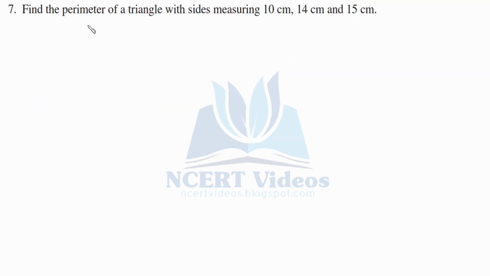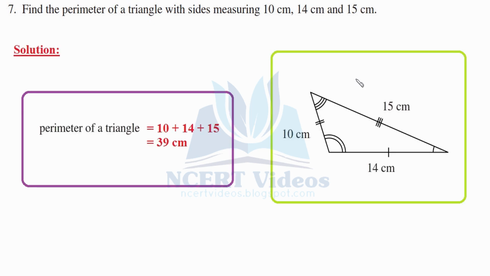Now 7th part. Find the perimeter of a triangle with sides measuring 10 centimeter, 14 centimeter and 15 centimeter. So this is the required triangle and the sides are this. This is an obtuse triangle. So 10, 14 and 15 centimeter. Now we will add them in order to get the perimeter. So how can you add it? It is very simple. 5 plus 4 is what? 9. 9 plus 0 is 0, so 9 as it is, and 1 plus 1 plus 1 is 3. So this is 39 centimeter as your perimeter.